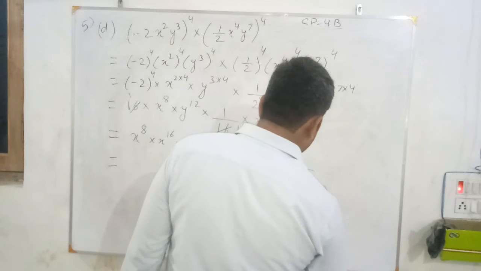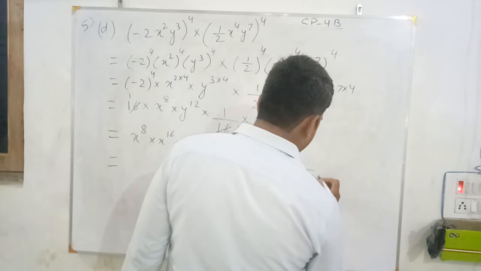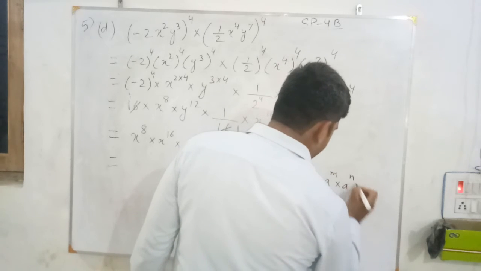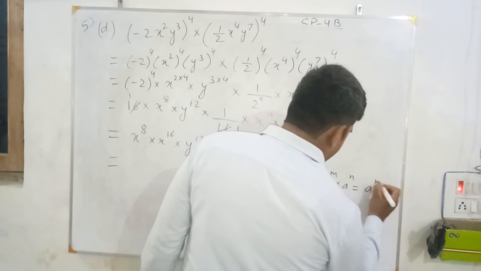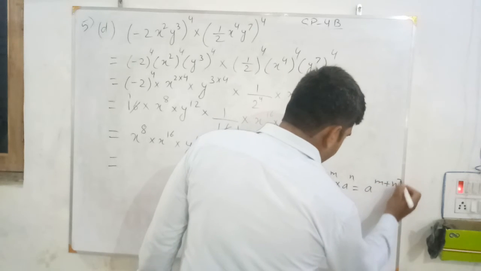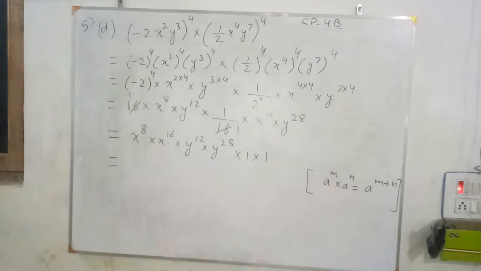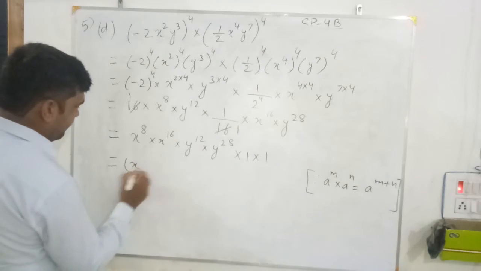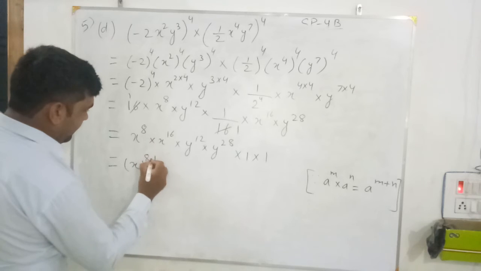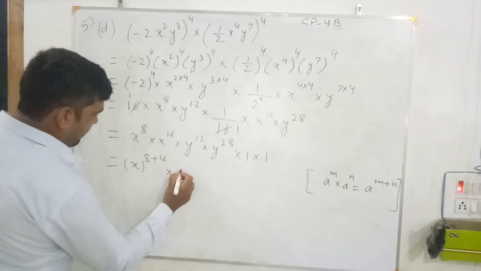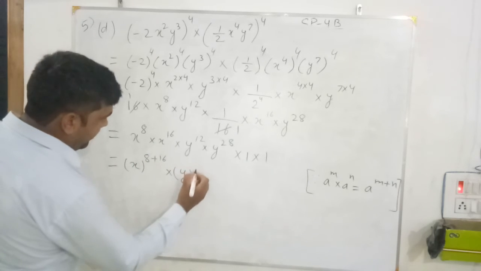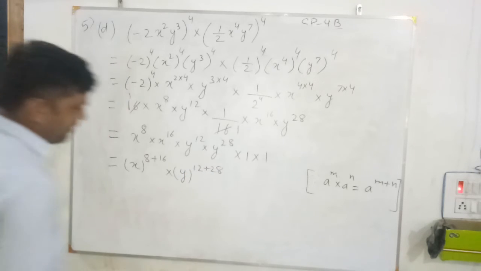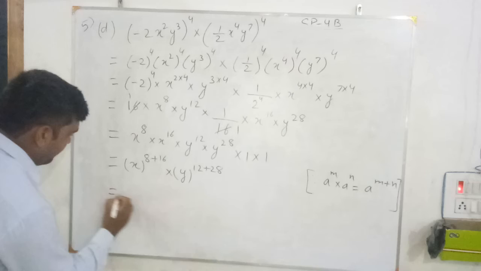Here you can use it since a to the power m multiplied by a to the power n is equal to a to the power m plus n, using this formula. So here we apply this: take the base common x and add the power 8 plus 16, multiply, take the base common and add the power 12 plus 28, and 1 ones are 1 only. So what will we get as the value?